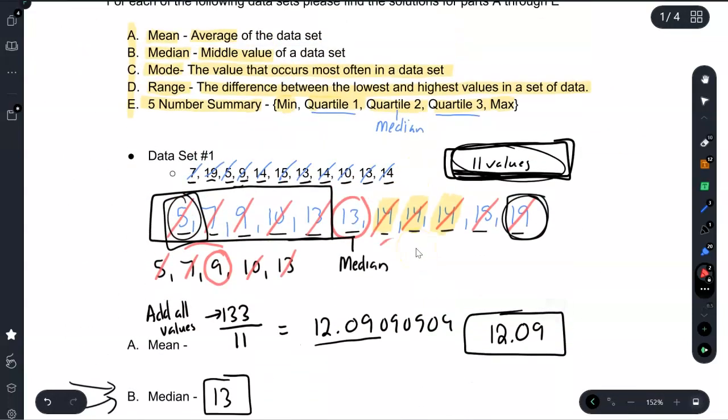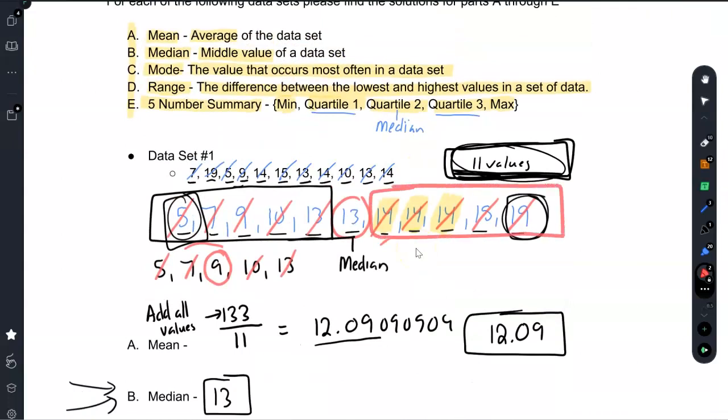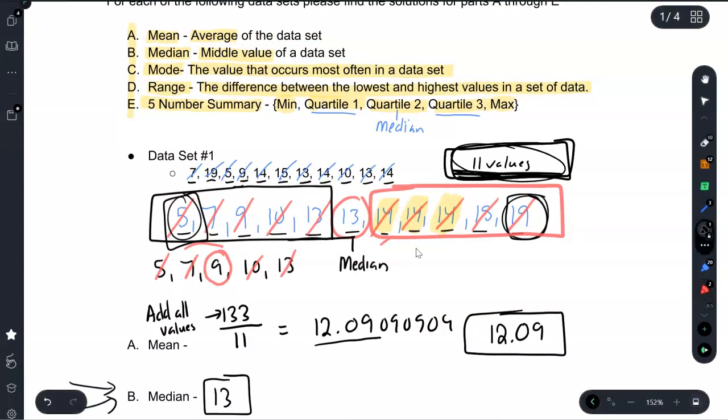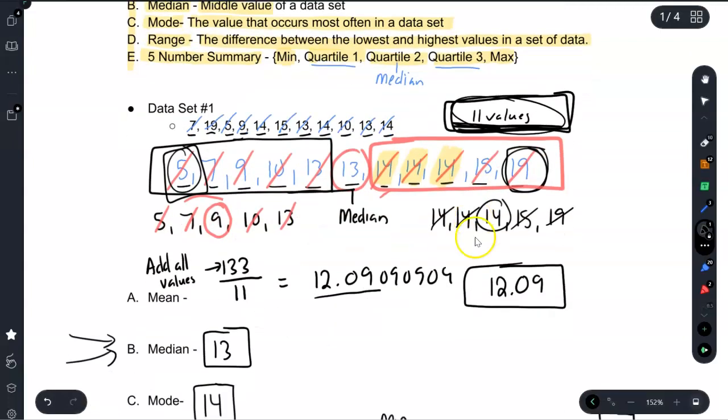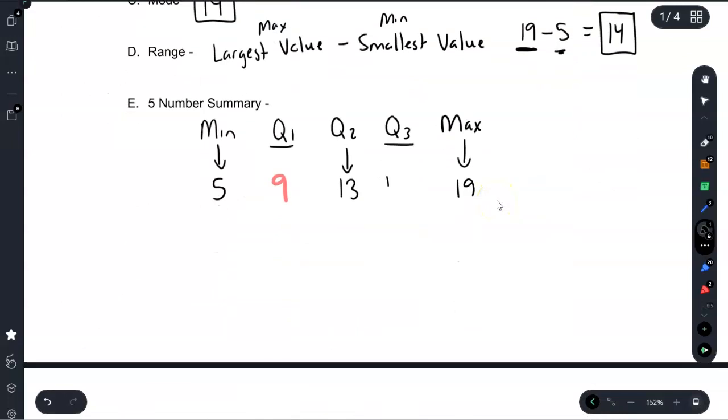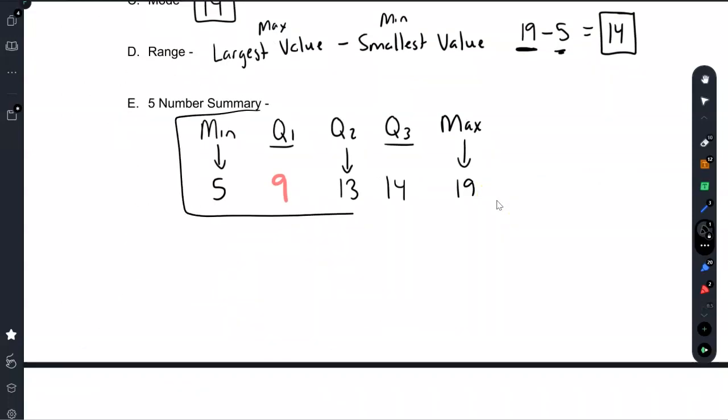Q3, I would take the data set to the right of the median, which would be 14, 14, 14, 15, and 19. And I want to find the value in the middle of this data set, which would be that 14 right there. So my Q3 is 14. And that's how I would come up with my 5-number summary.